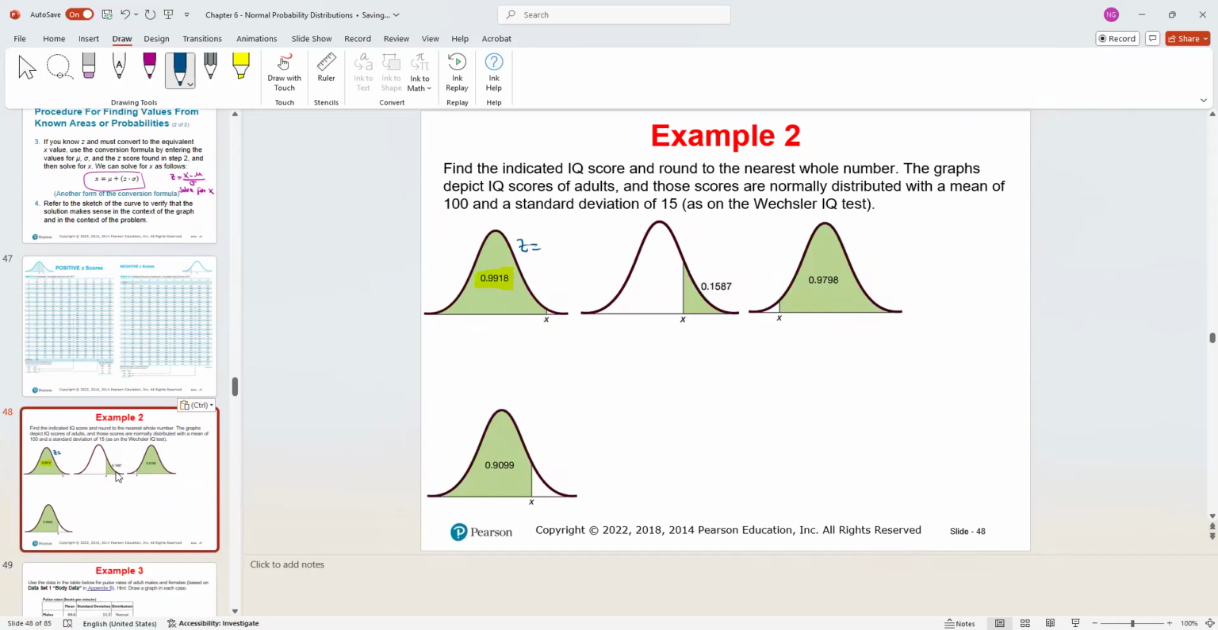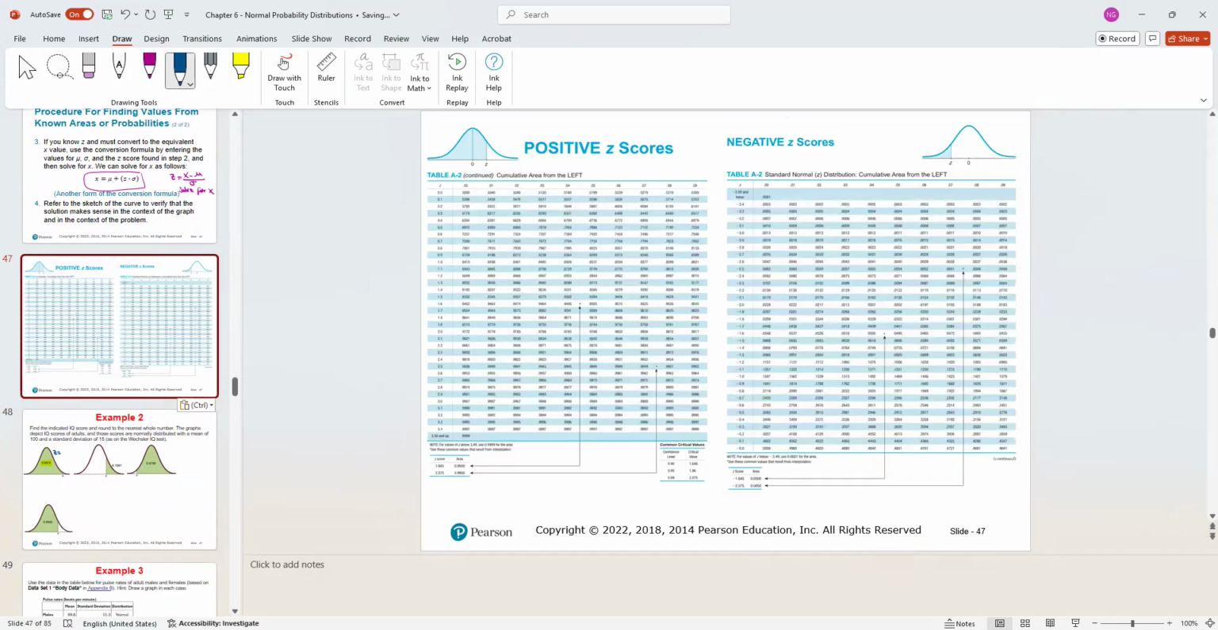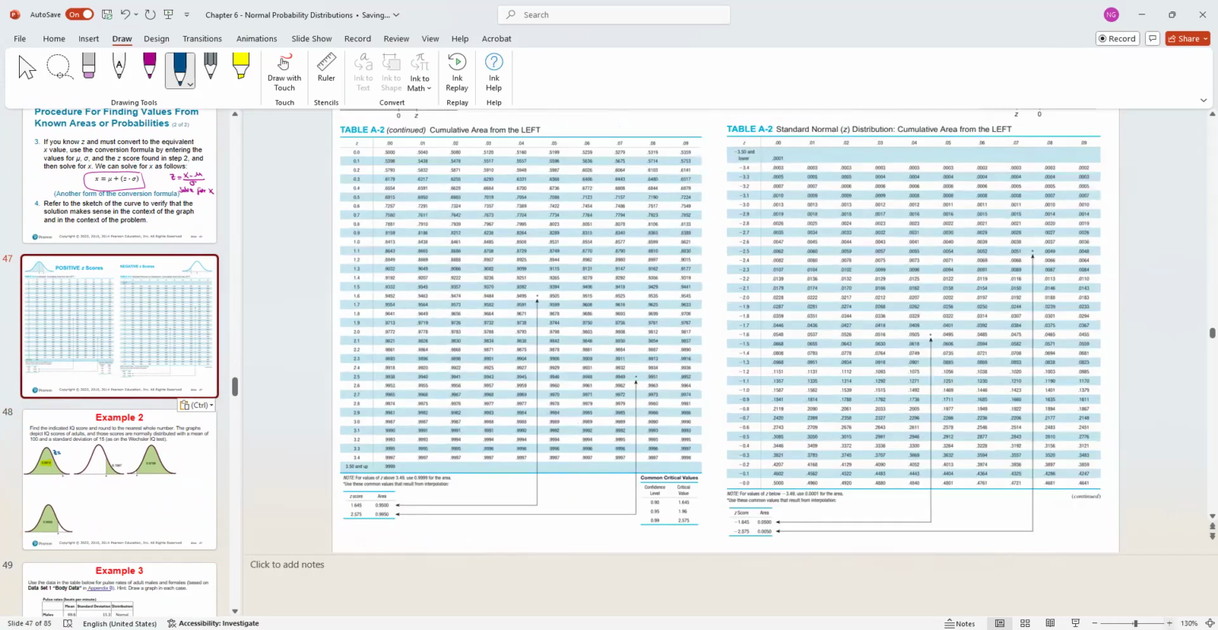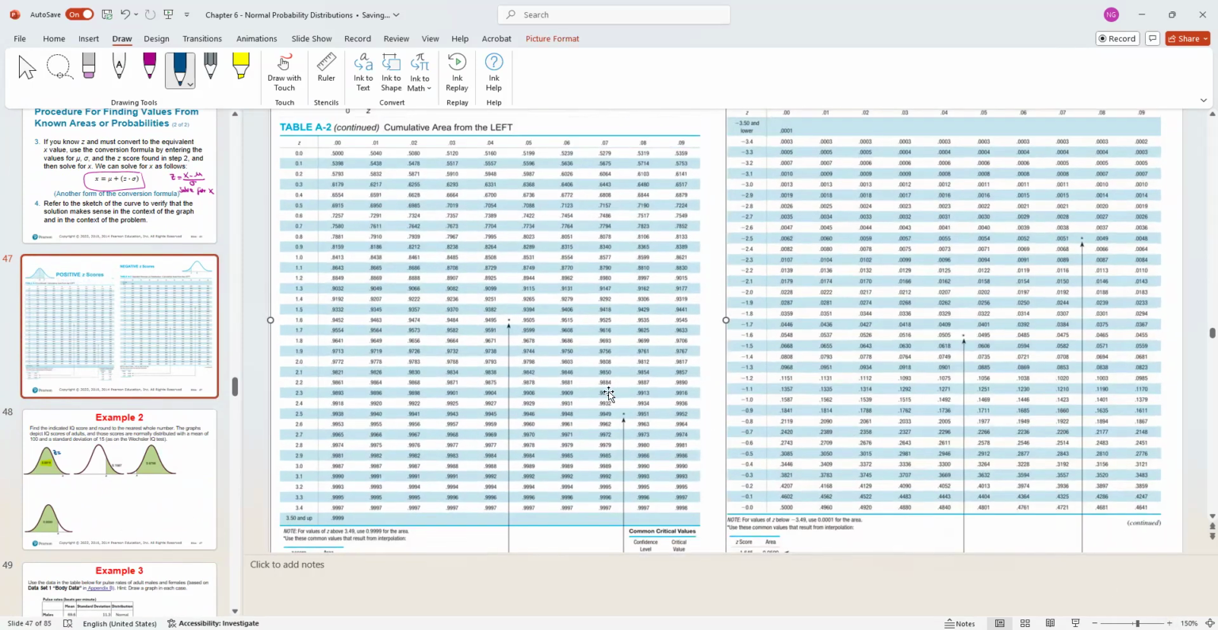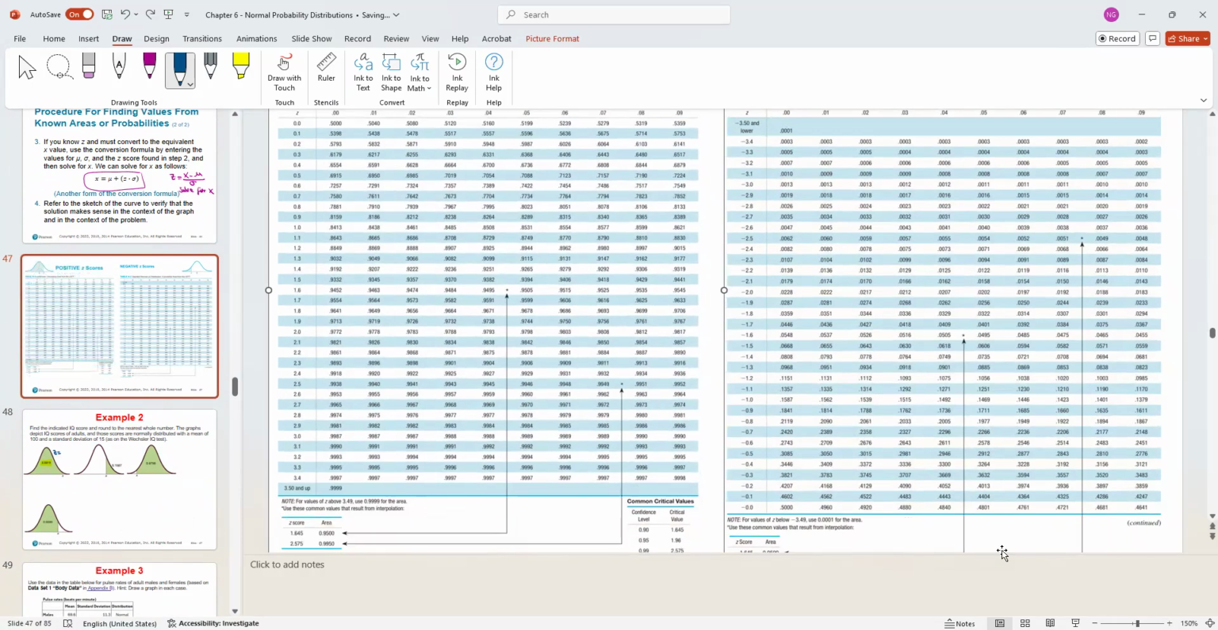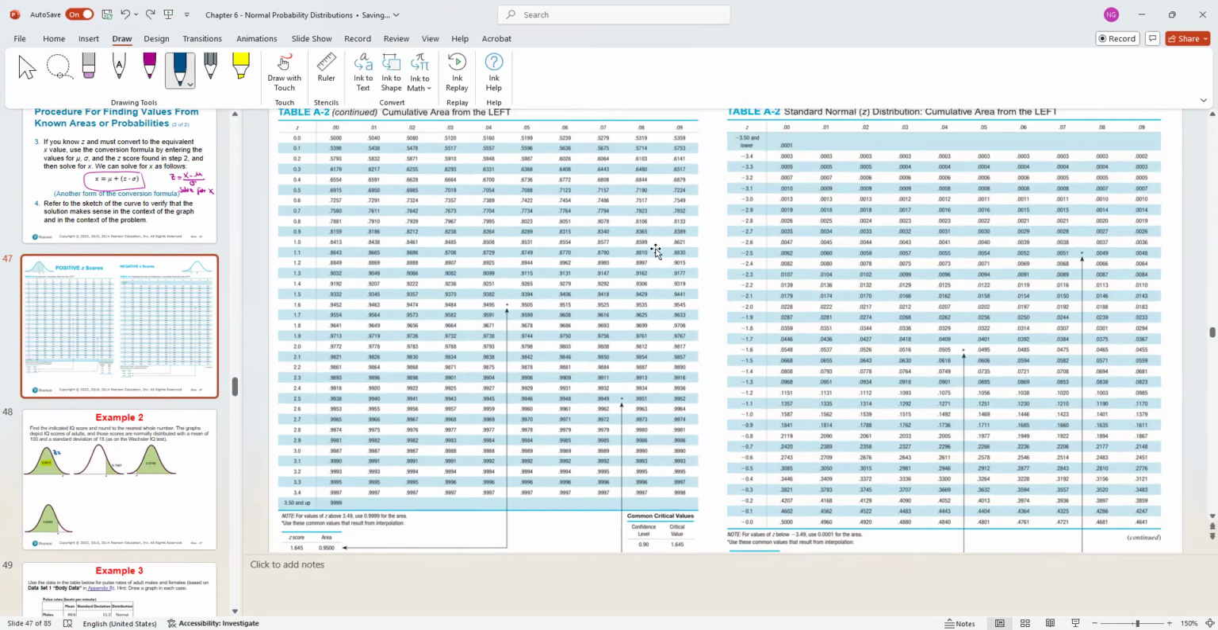We must identify 0.9918 or the closest value. Because it's positive, it is below 50%, so we know it would be somewhere on the left side of the table, which is positive. Okay, so what we're going to do here, for that one, let's try it, because you're going to like it.